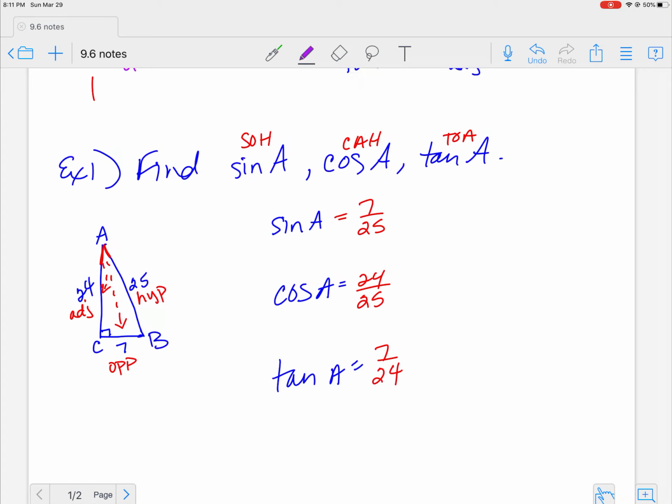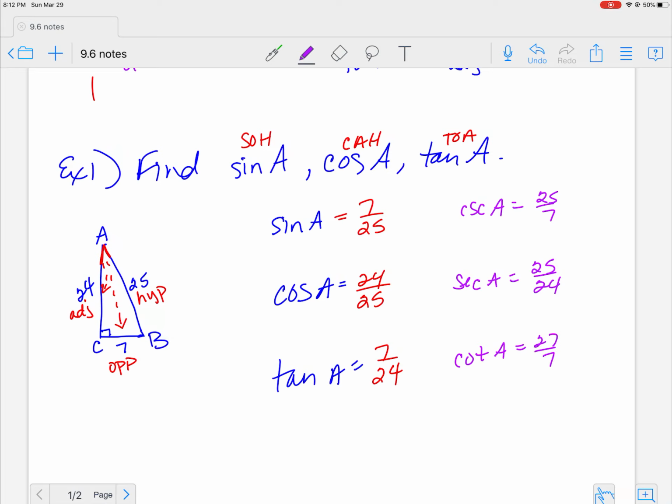Tangent is opposite over adjacent. And that's the deal. Just for fun, the example doesn't tell us this, but let's go ahead and do cosecant, secant, and cotangent. What is the cosecant of A? Yes, it's just a reciprocal. 25/7. If you know SOHCAHTOA, you know them all. That's the moral of this story.